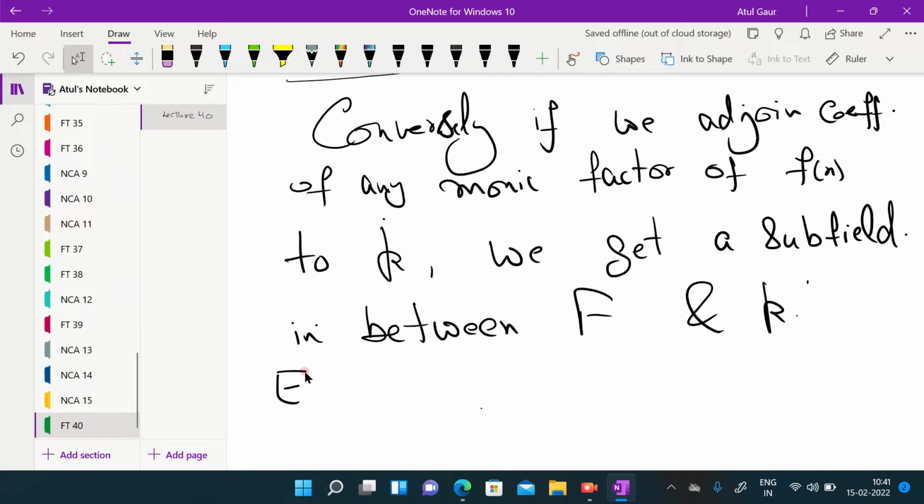So I am leaving as an exercise to you to verify that ये जो करस्पॉन्डेंस, दैट मीन्स आपको अभी एक करस्पॉन्डेंस मिल गई. अगर आपके पास कोई f(x) का कोई मॉनिक फैक्टर है तो आपके पास एक फील्ड आ गया इन बिटवीन F एंड K. और अगर आपके पास कोई फील्ड है इन बिटवीन F एंड K तो आपके पास एक मॉनिक फैक्टर आ गया. Is it fine?